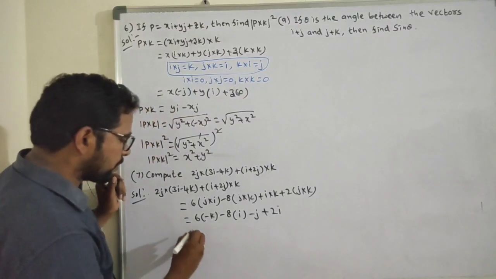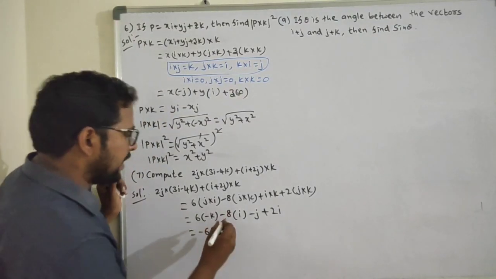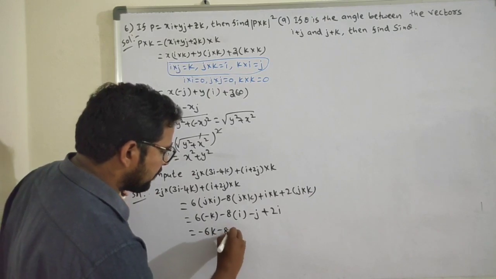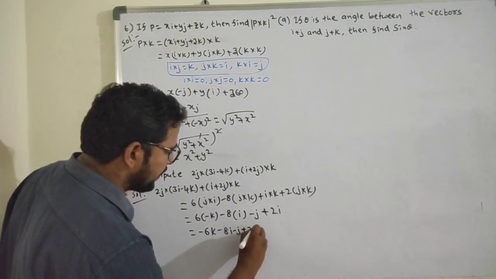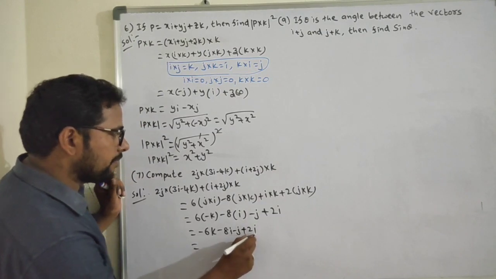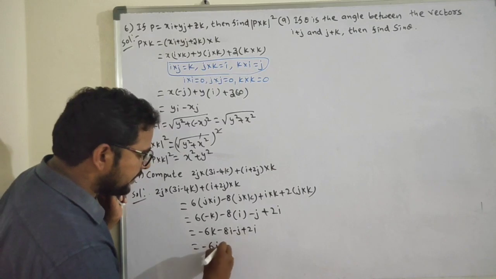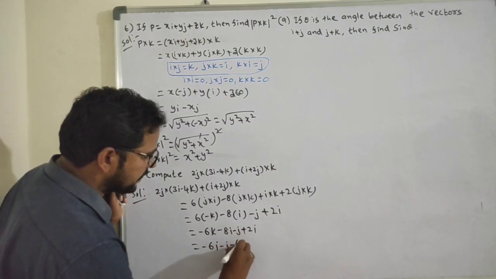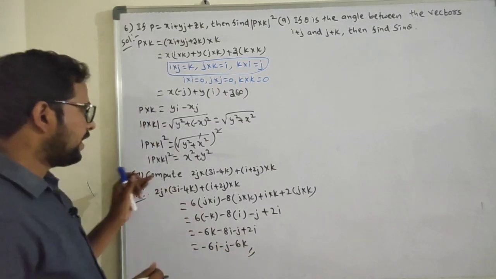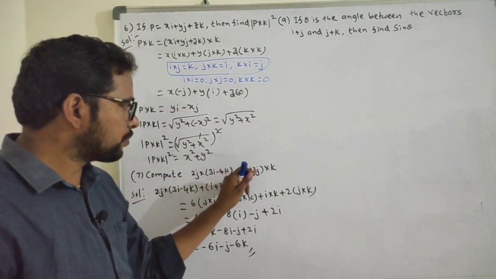I. This is equals to 6 into minus 6k minus 8i minus j plus 2i. Minus 8i plus 2i is minus 6i, j term minus j, minus 6k. This is the value of 2j cross 3i minus 4k plus I plus 2j cross k.